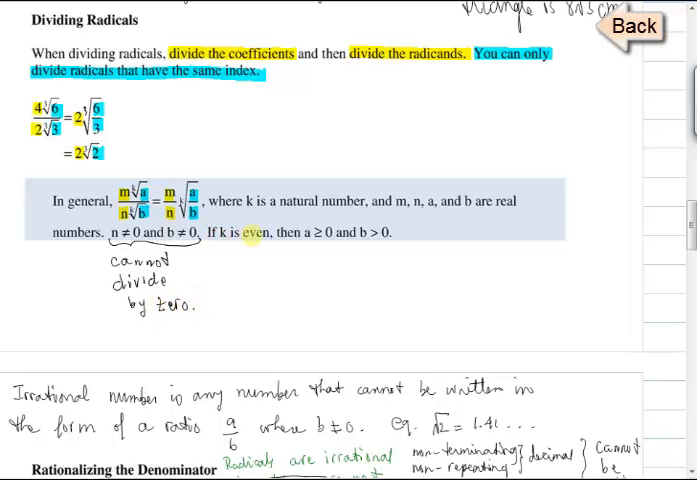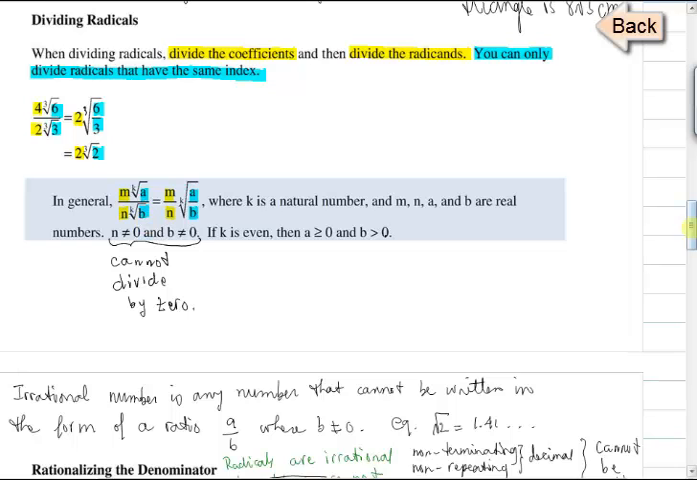Now if k is an even number, then a must be greater than or equal to 0, and b must be greater than 0. So a is in the numerator, and remember you can't take the square root of a negative number, so a has to be greater than or equal to 0. That means that our number is positive. And a can also be equal to 0 because the square root of 0 is 0. Now b, on the other hand, can only be greater than 0. b can only be a positive number, and that's because it's in the denominator. It can't be 0. We already said that here, because you can't divide by 0.